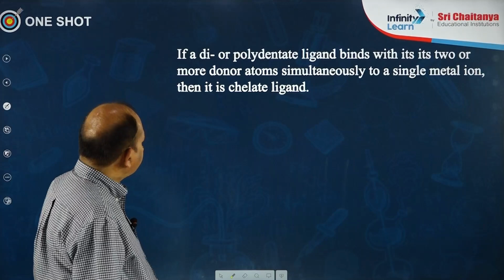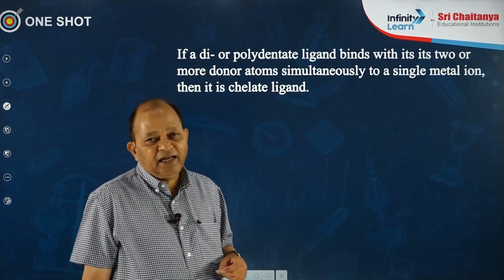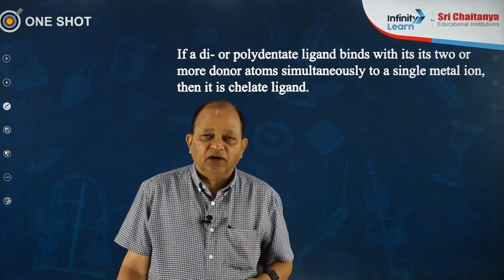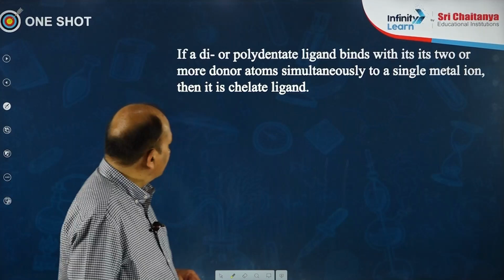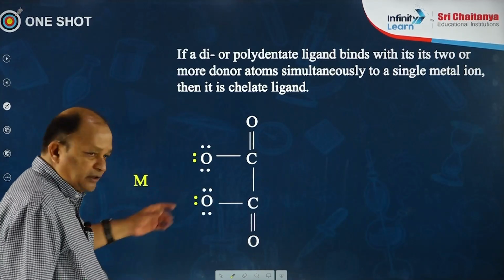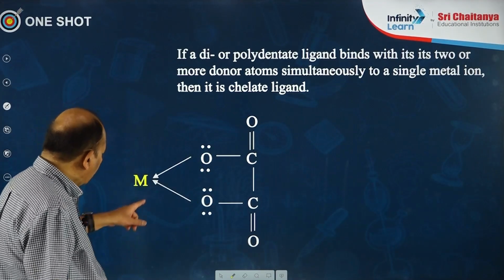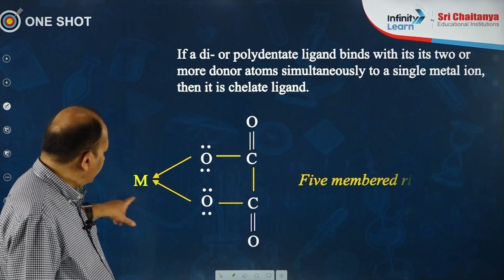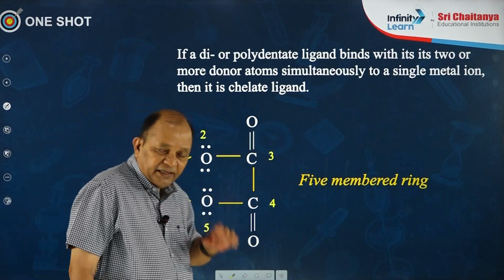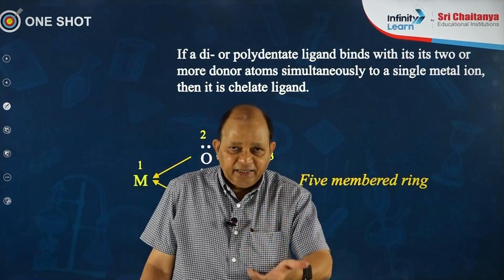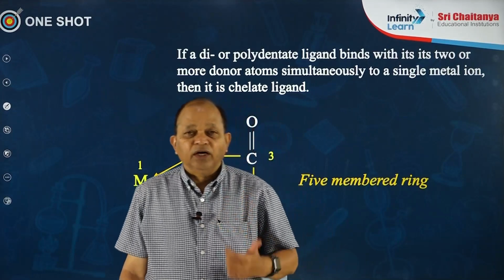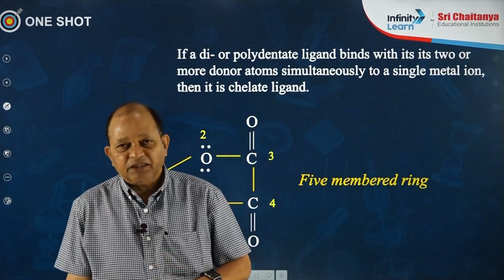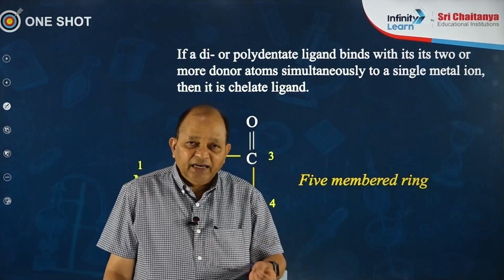Next, when a didentate ligand or a polydentate ligand binds to a metal, we get a ring complex which is called a chelate complex. Now, a bidentate ligand, just now I have shown you. Now it has formed a bond. Now we can see a 5-membered ring is formed. These are the 5 atoms that are involved in the ring formation. So a didentate or polydentate ligand, like tridentate, tetradentate, when they form coordinate bonds with a metal, the result is the chelate complex or the ring complex, and such ligands are called chelating ligands.